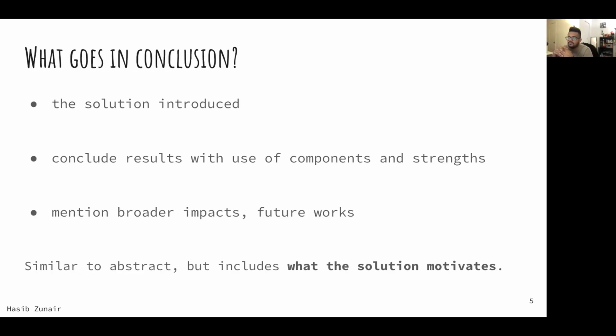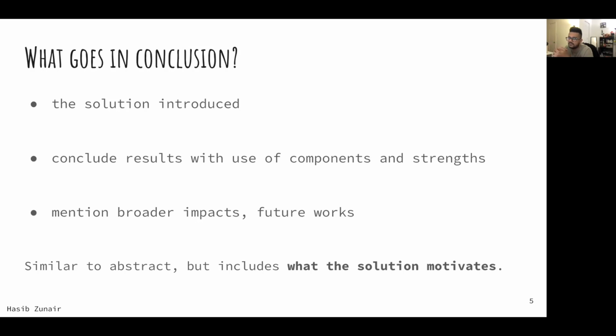Next, we're going to look at how to write the conclusion section. So basically what goes in a conclusion section is the solution introduced. Like you come up with a method for a certain task or tasks, and then what is the actual solution? Like how are you addressing the problem that you are claiming to solve? And then you also discuss the results, which the components of your method aim to solve, and also what are the strengths of these different components. And you also mention the broader impact it has on related or other fields, followed by future work.